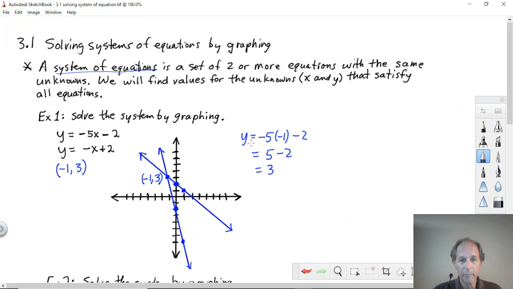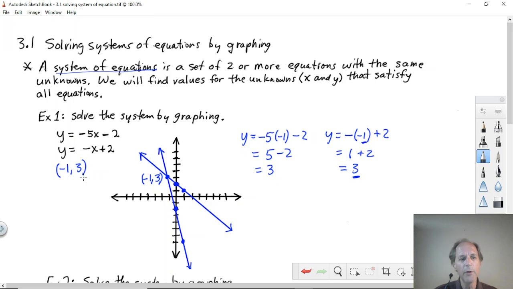Okay? So we want to make sure it satisfies the other one. So let's do that. Y equals negative x plus 2. We're plugging in negative 1 for x. See what we get. Negative of negative 1 is 1, plus 2, and that's 3. So in the other equation also, when we put in that negative 1, we got 3. Okay, so the point (-1, 3) also satisfies that one.